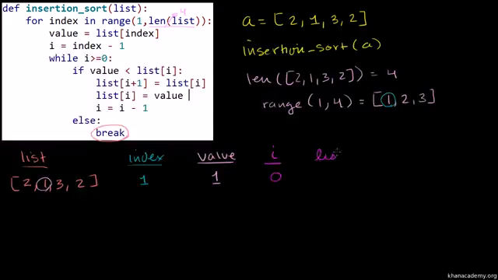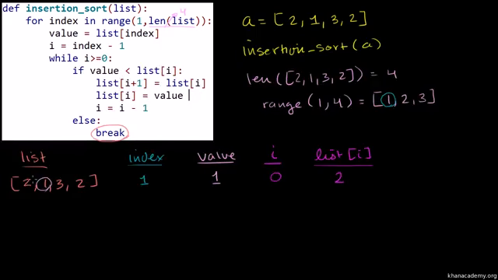So list at I. That is going to be the 0th element in the list. That is 2. So we're comparing value, we're comparing 1. We're saying if 1 is less than the ith element in list. If 1 is less than 2, then do this. Well, 1 is definitely less than 2.